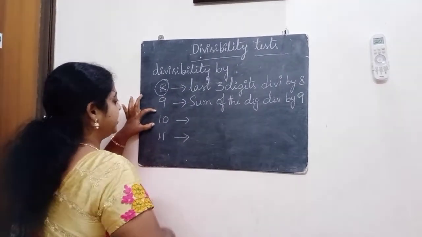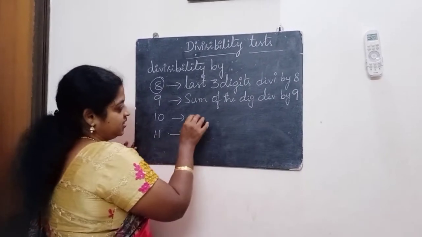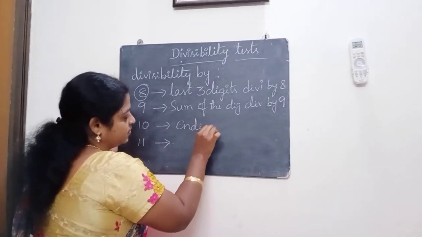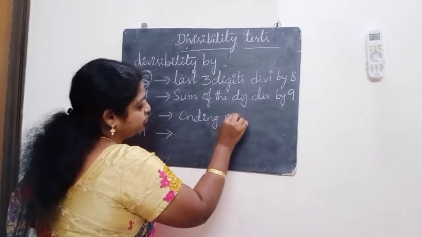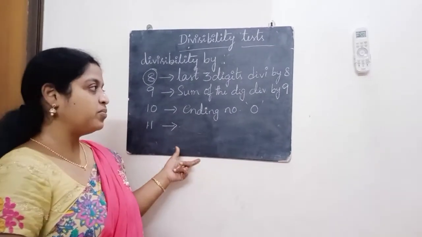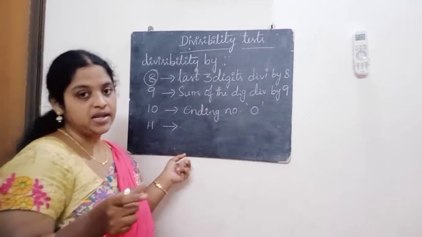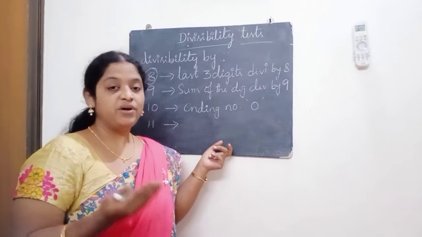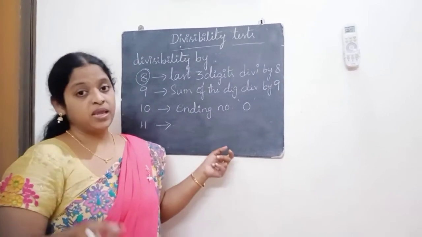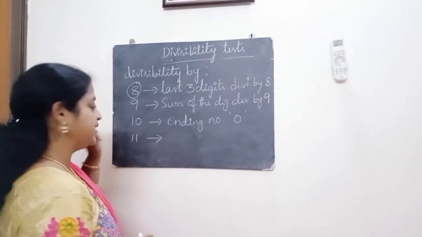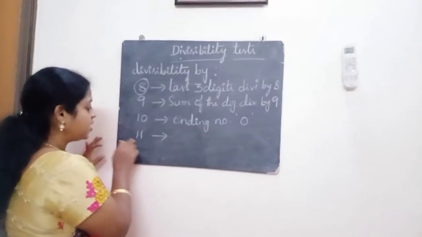Then the next one, 10. You know that. The ending number should be 0. The ending digit in the given number, for example 120, 20, 30 or 150, 290, 560. Whatever the number, if the last digit is 0, then the total number will be divisible by 10. Clear children?